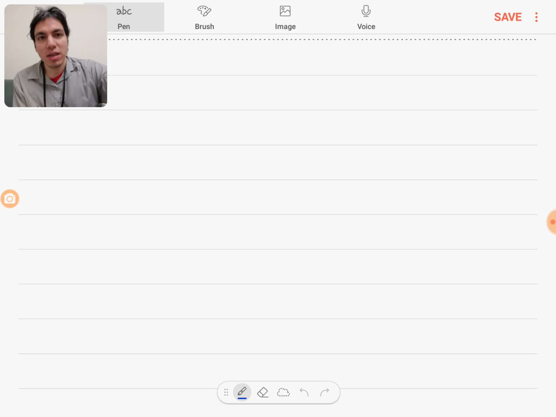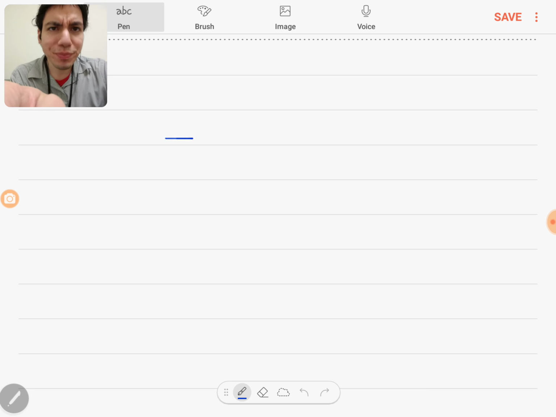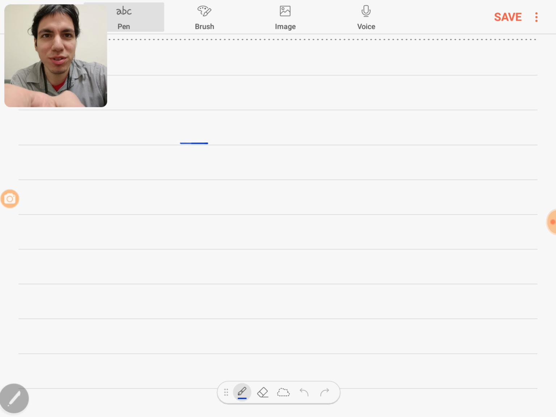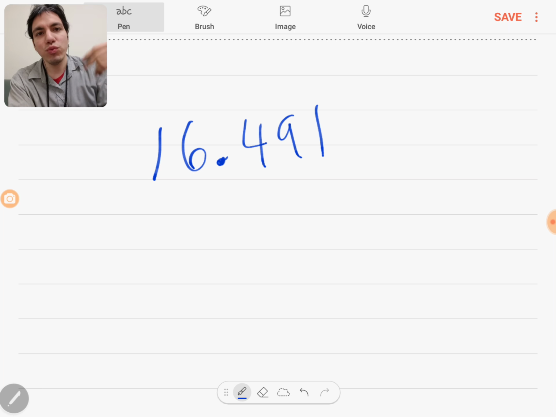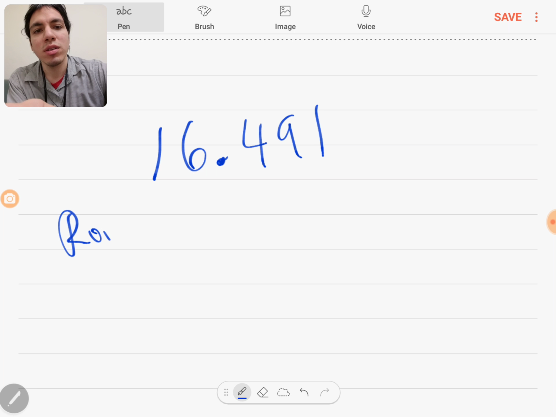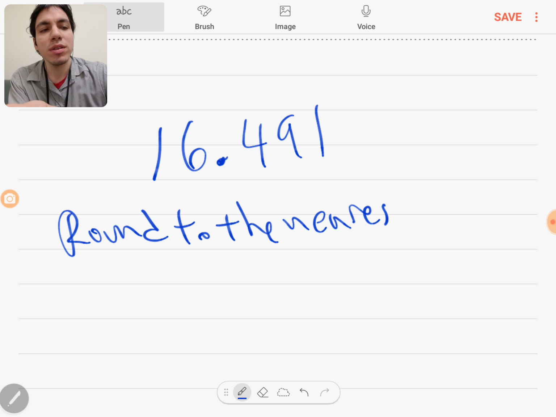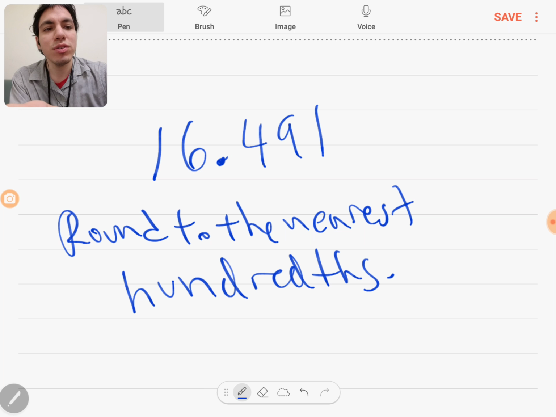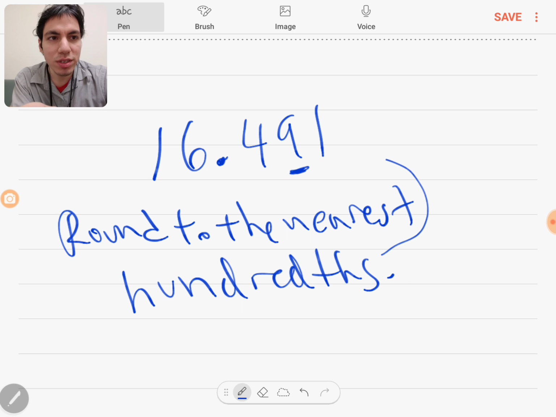So what you want to do with rounding decimals is this. When you're rounding decimals, it's similar to rounding whole numbers. So let's say I have 16.491 and I want to round to the nearest hundredths.